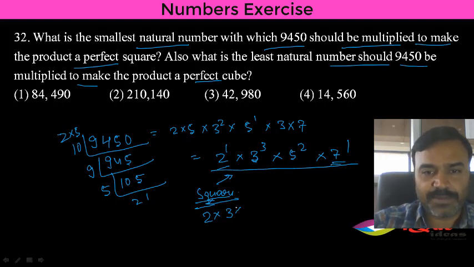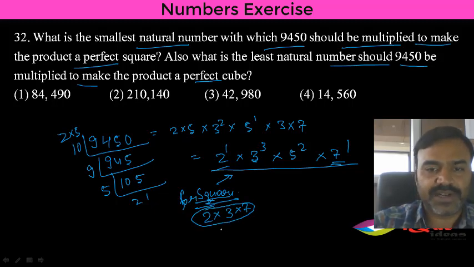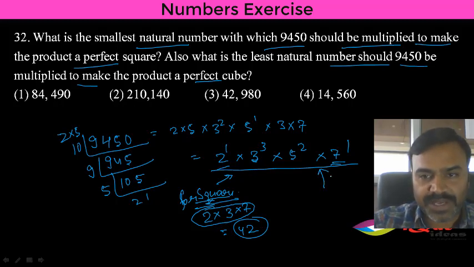7 is to 1, so just multiply by a 7. So to make it a square, you need to multiply by 2 into 3 into 7, and that is equal to 42. Right? Now, how to make this a cube?